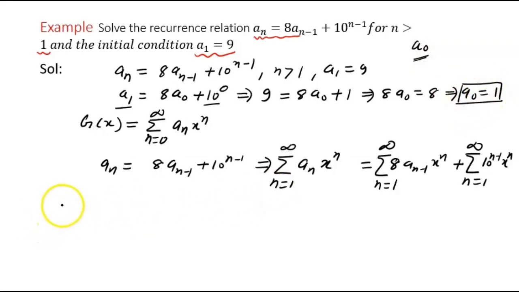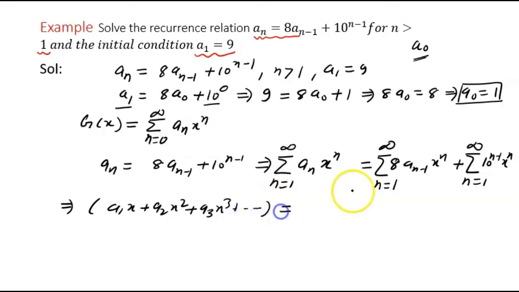Now I'm going to work further. If I do this expansion, the left side will be a1 x plus a2 x square plus a3 x cube, and so on up to infinity. On the right hand side, 8 being a constant will come out of the summation, and for n equal to 1 it will be a0 x, plus for n equal to 2 it will be a1 x square, and for n equal to 3 it will be a2 x cube, and so on.